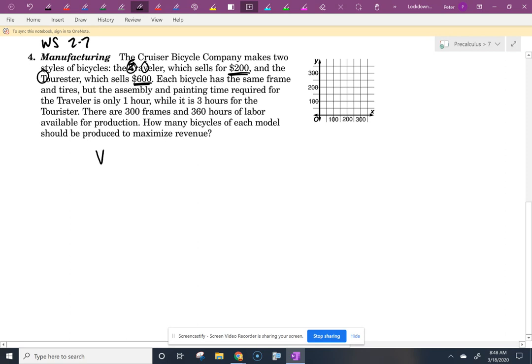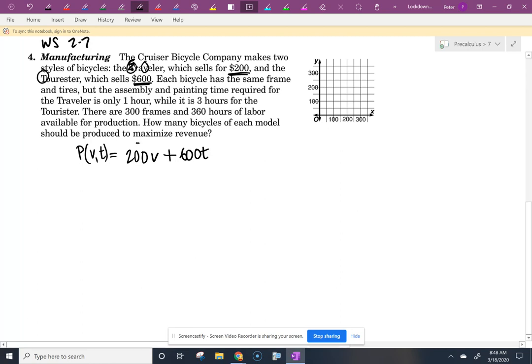So the Traveler, that is going to be 200 times the number of bikes sold, plus 600 for the Tourister. I guess you could say that this is your profit if somebody gives you V and T. So if you tell me how many Travelers I sell and how many Touristers I sell, I could tell you the maximum profit. And so that's what we're trying to do.